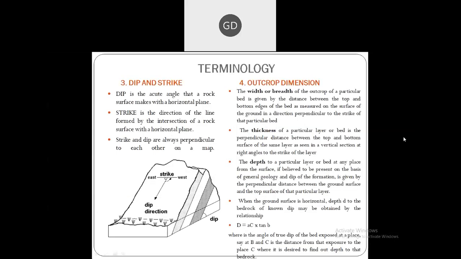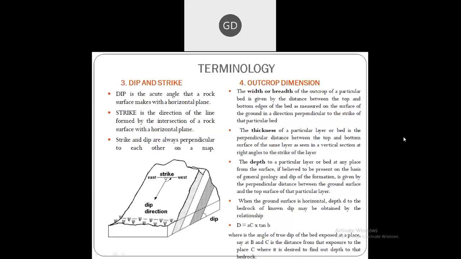Then comes your outcrop dimension. Outcrop we have studied. Dimensions means we have to know about the width, the thickness, or the depth. The width or breadth of this outcrop is given by the distance between the top and bottom edges of the bed. This distance is measured on the surface of the ground in a direction perpendicular to the strike of that particular bed.